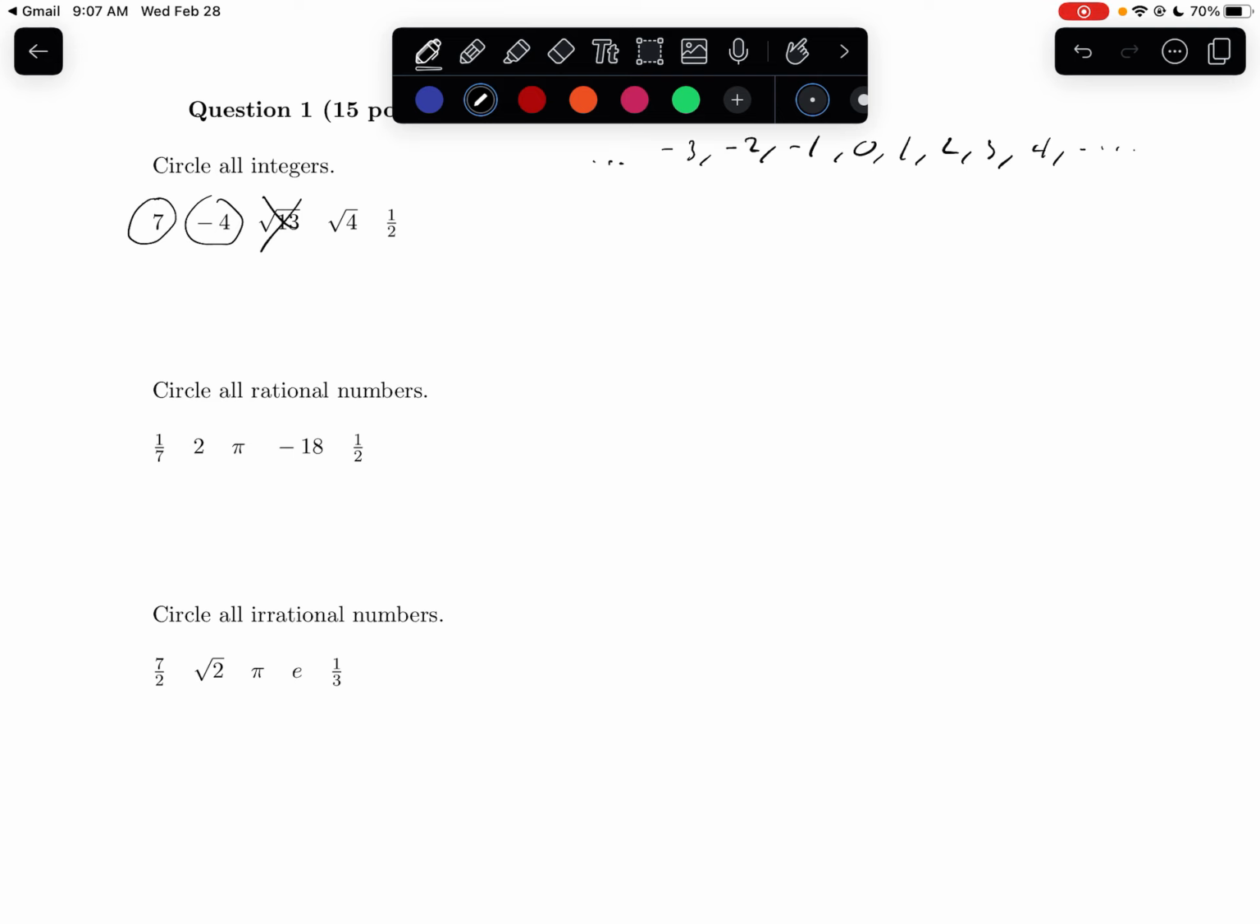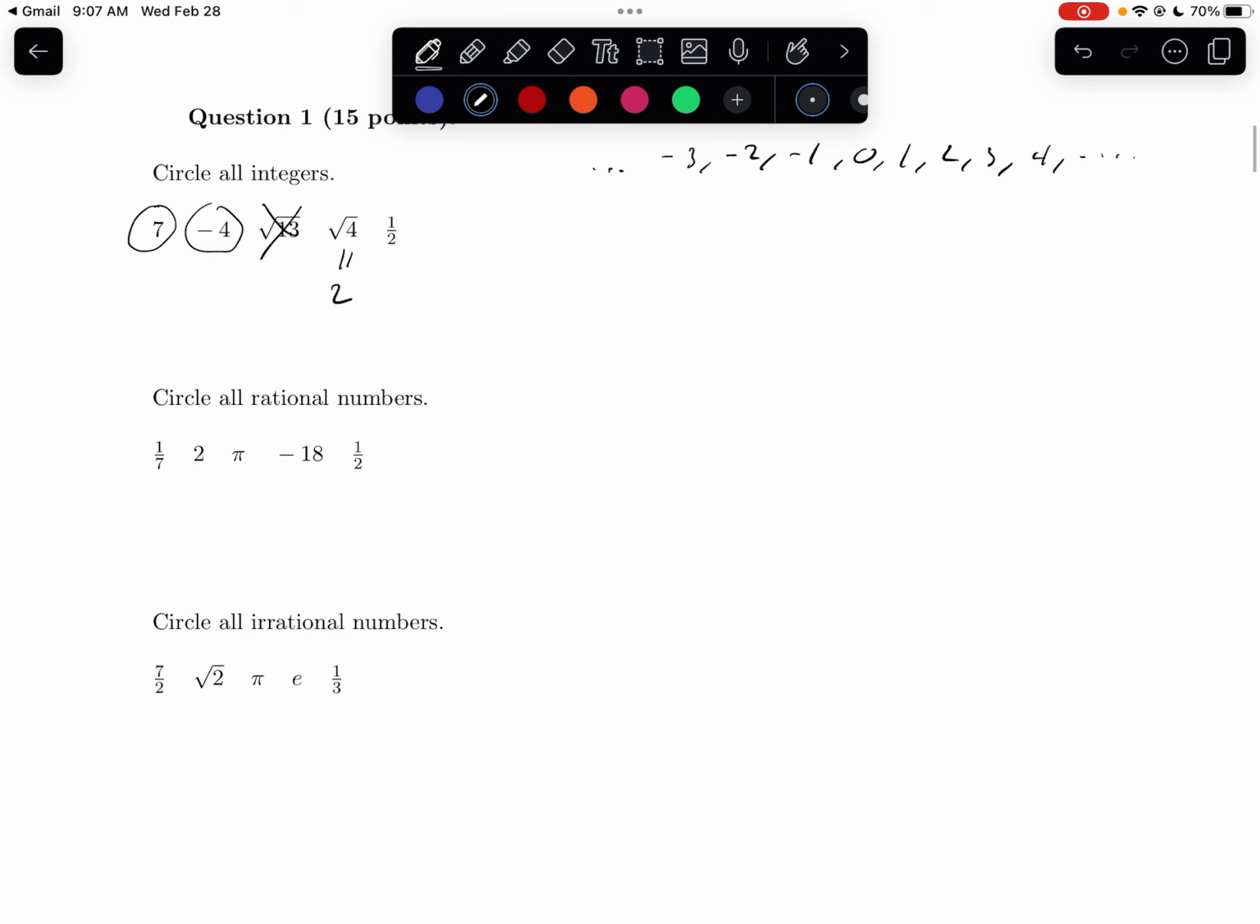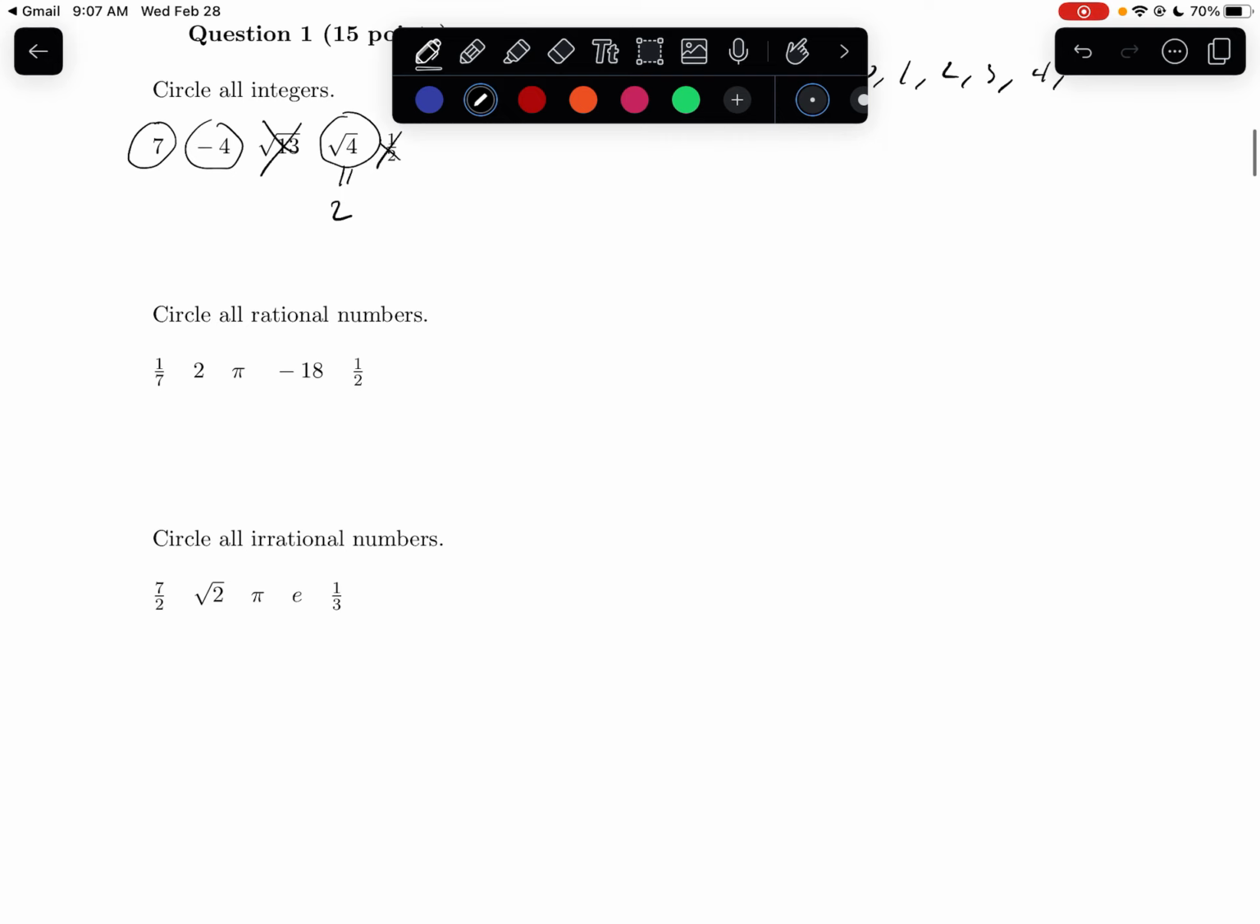Then we have the square root of 4. Now this one's interesting because the square root of 4 can be simplified to 2. And 2 is an integer, so we are going to circle the square root of 4. And then 1/2 is a fraction. It's a rational number, but it's not an integer. So we're not going to include 1/2.